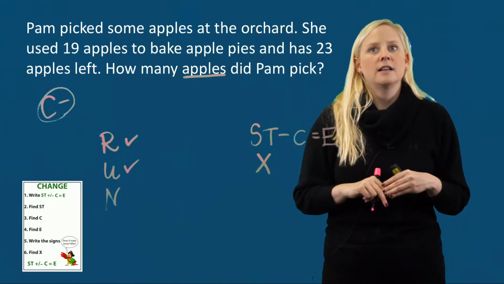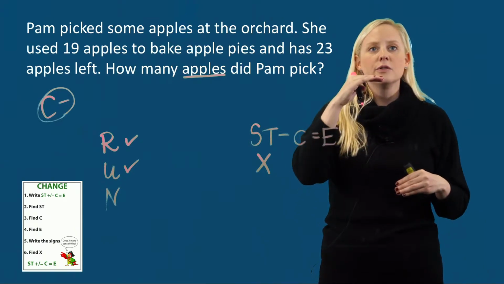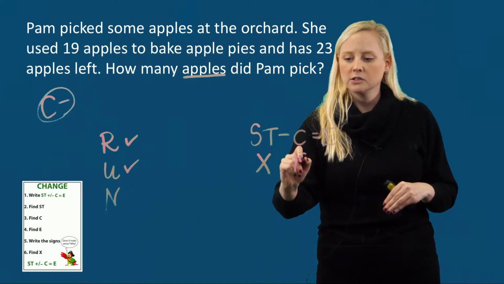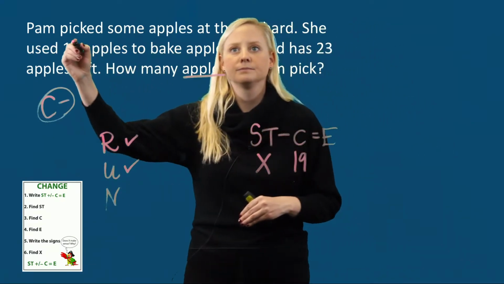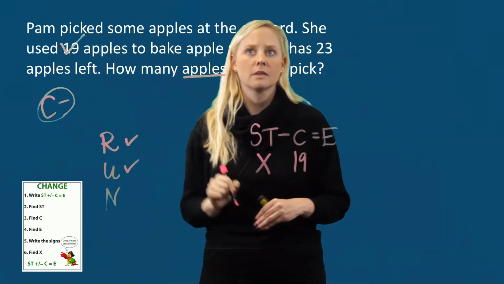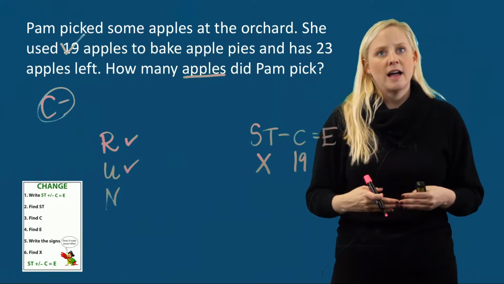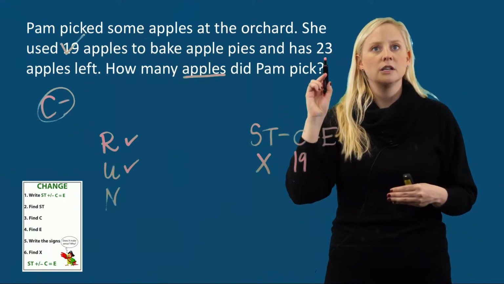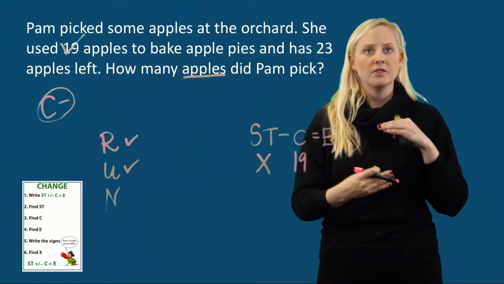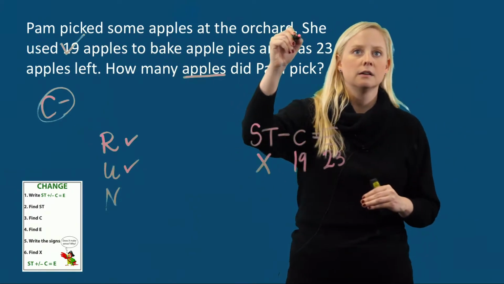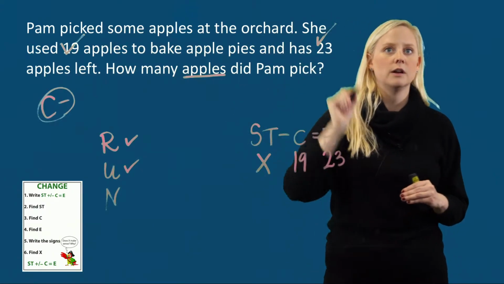Step 3 is to find the C. I know that she used 19 apples for the pie, so that was the change. So I'm going to put 19 there. Now I need to do step 4, which is find E. The end amount is 23. She has 23 apples left. That's how many are at the end. So I'm going to put 23 here and check 23 off.